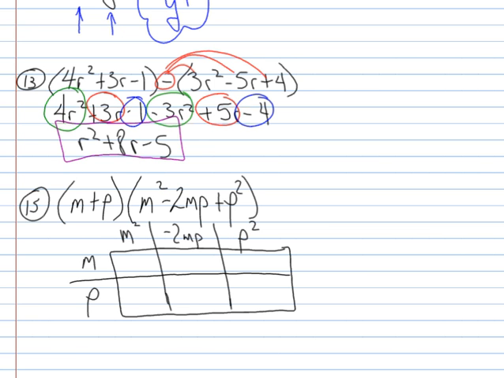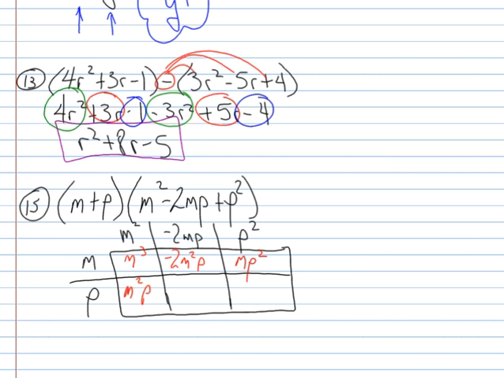Okay? So I'm going to do m times m squared, which gives me m to the 3rd power. M times negative 2mp, that's a negative 2m squared p. M times p squared is m p squared. Filling in my next box down here, I have p times m squared, that's going to be m squared p. It's real similar to Punnett squares in biology. Just basically going to fill in the boxes.